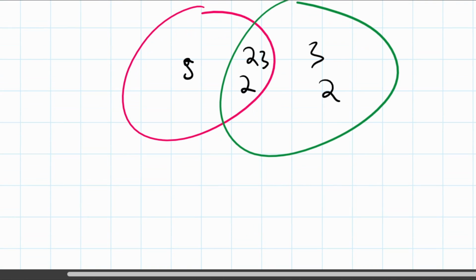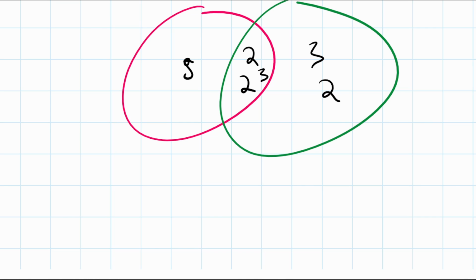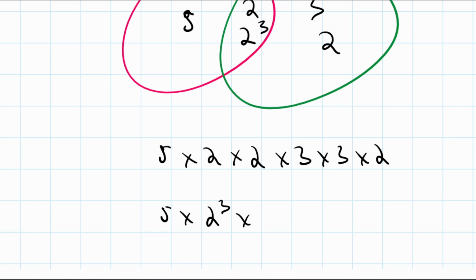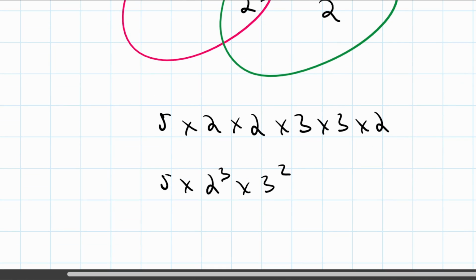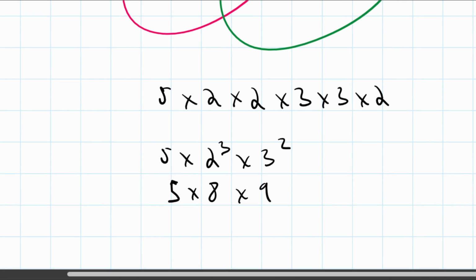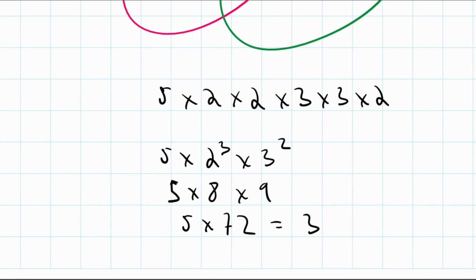Great. So now we can work out what our lowest common multiple is. So essentially we just multiply all of those together. So 5 multiplied by 2, multiplied by 2, multiplied by 3, multiplied by 3, multiplied by 2. Or in other words, 5 times 2 cubed multiplied by 3 squared, which is the same thing as saying 5 times 8 multiplied by 9. 8 times 9 you should know is 72, so 5 times 72, which is equal to 360. So the lowest common multiple for 60 and 72 would be equal to 360, and we worked that out using the product of prime factors form.